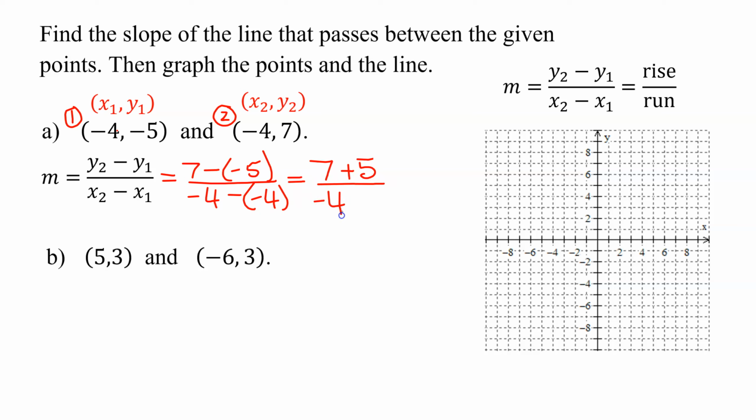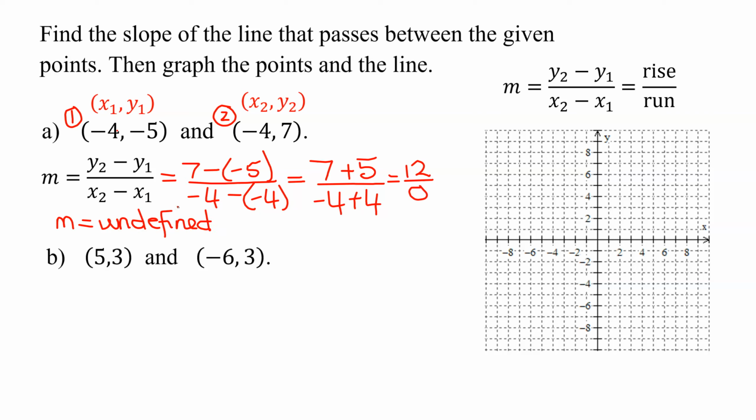And in the denominator, I have negative 4 minus a negative 4. So when you subtract a negative, you add the opposite. What's the opposite of negative 4? Positive 4. So I get 7 plus 5 is 12 divided by negative 4 plus 4, which is 0. So my slope m is equal to, what is 12 divided by 0? Can we divide by 0? No. So 12 divided by 0 is undefined.